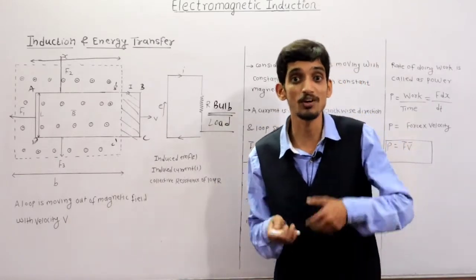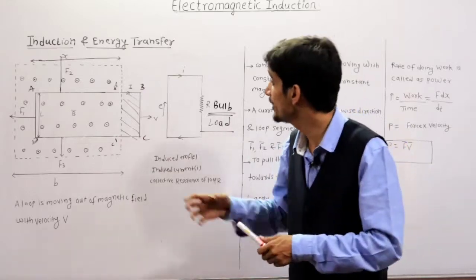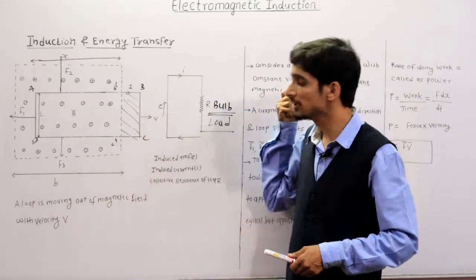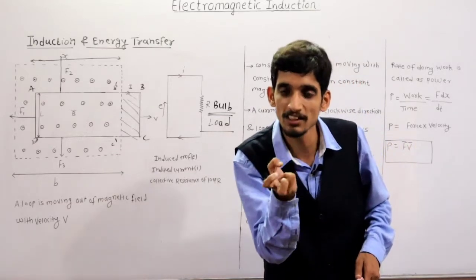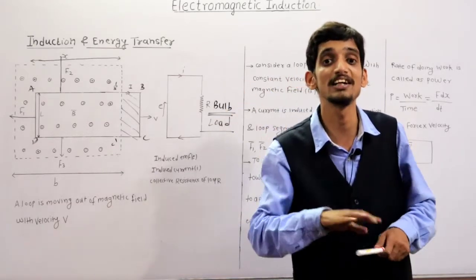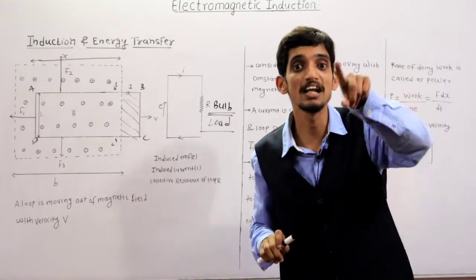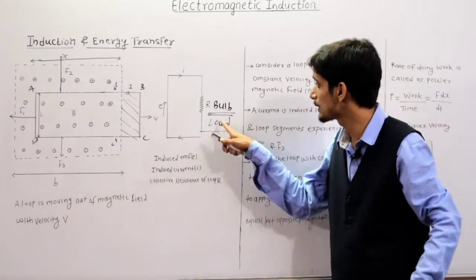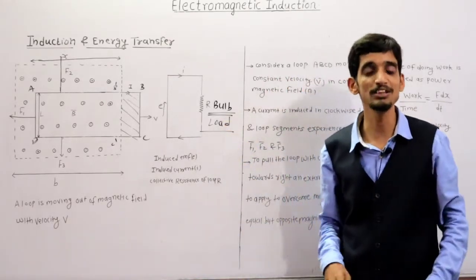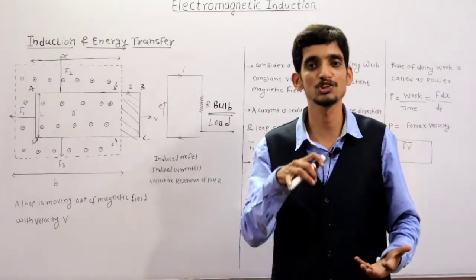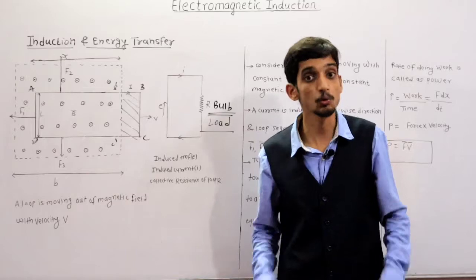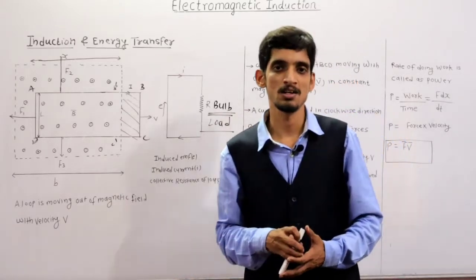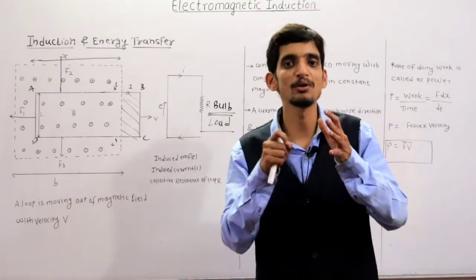It means what? Whatever we have done, we have pulled that loop. It means we apply force. It means some mechanical work is done. That mechanical work is utilized as electrical work and electrical energy, so that the bulb starts glowing. It means using mechanical energy we are converting it into electrical energy. Clear? So how much power we have utilized, that we have to calculate.